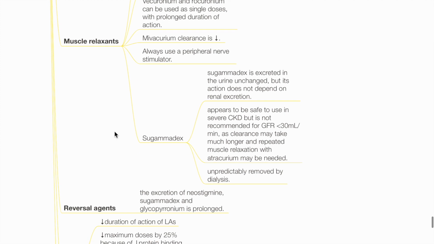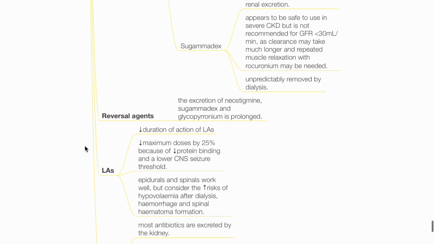Sugammadex is excreted in the urine unchanged, but its action does not depend on renal excretion. Sugammadex appears to be safe to use in severe CKD, but it is not recommended for GFR less than 30 mL per minute, as clearance may take much longer and repeated muscle relaxation with rocuronium may be needed. Sugammadex is unpredictably removed by dialysis. Reversal agents. Excretion of neostigmine, sugammadex, and glycopyrronium are prolonged in CKD.